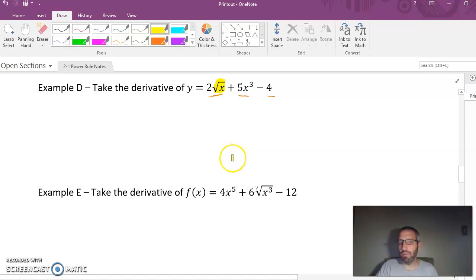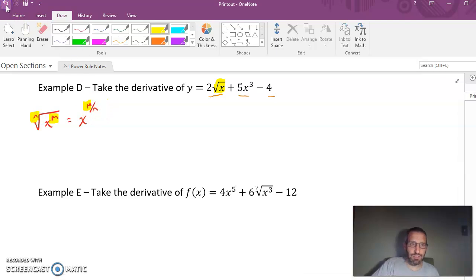But remember, we can change the root, or any root, in this case a square root, into a fractional exponent. Okay? So if I've got a square root of x to the n power, or m to the n power, we can rewrite that as the fractional exponent m over n. So whatever x is to the power here becomes the numerator of our exponent, and whatever root we're taking becomes the denominator.